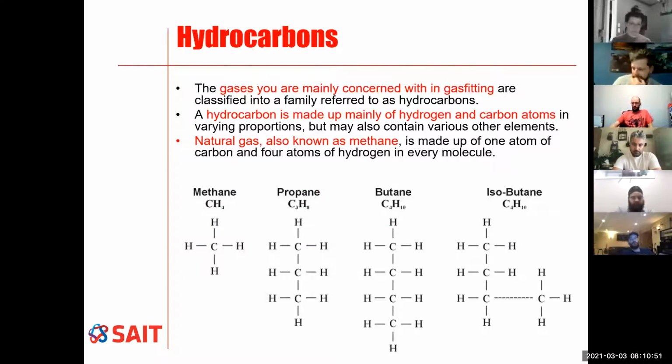And here we have a different slide showing these compounds. Now, butane and isobutane, they're very much the same. They just have a little bit of different makeup in their chemical bonds. But they are C4H10, both of them. Butane and isobutane, we're going to consider them the same.